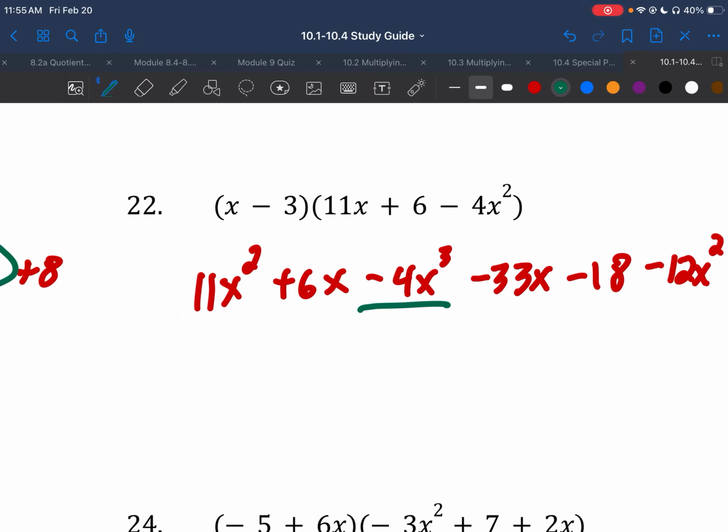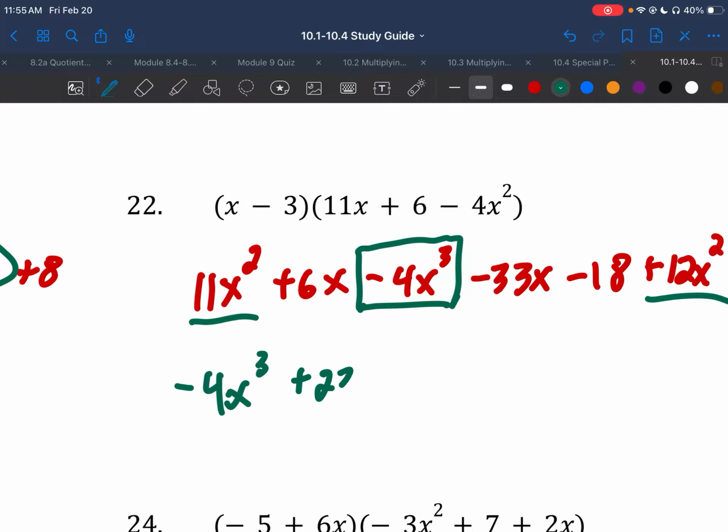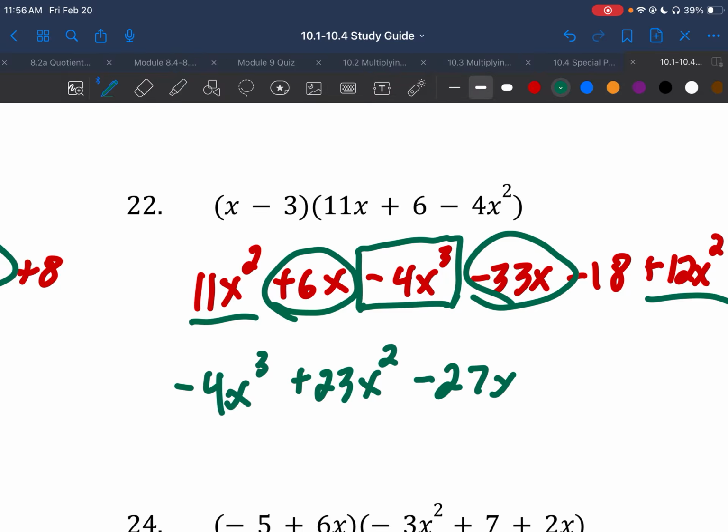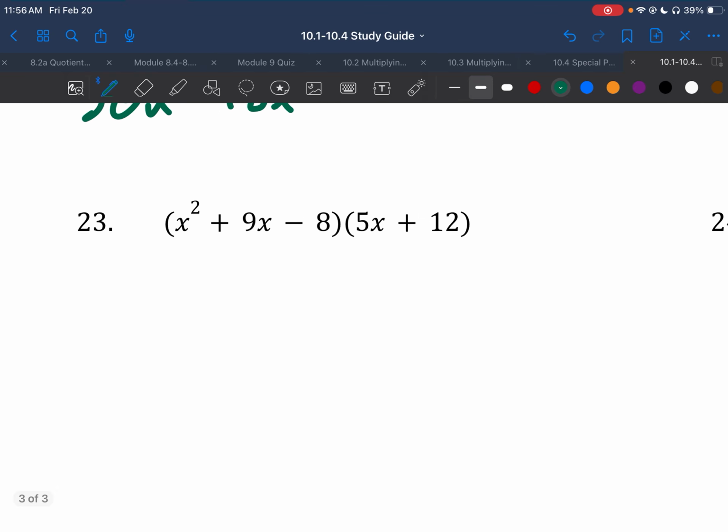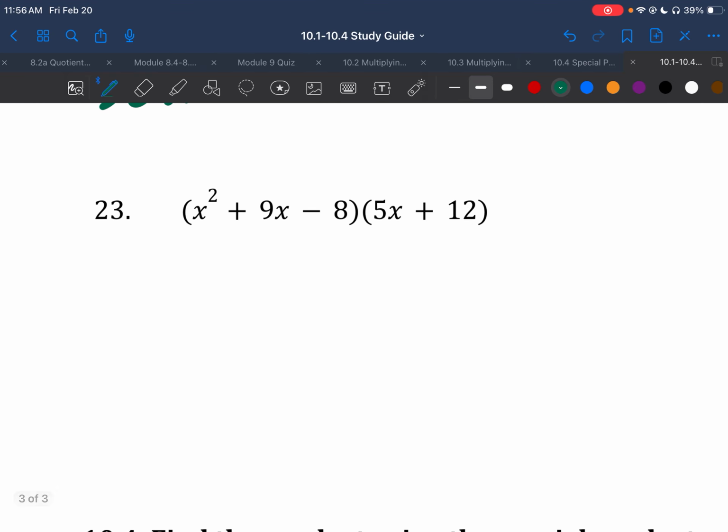My cubed term is my highest exponent, so that comes to the front, negative 4x cubed. Then I can combine my x squared terms, 11x squared minus 12x squared. Sorry, not minus, plus 12x squared. And when we do that, we get plus 23x squared. Then we have plus 6 minus 33, which is minus 27x minus 18. And again, I do expect you to have it in standard form when you finish.